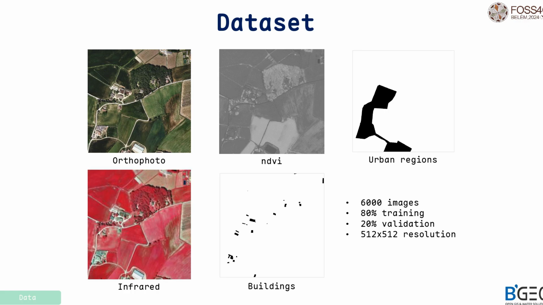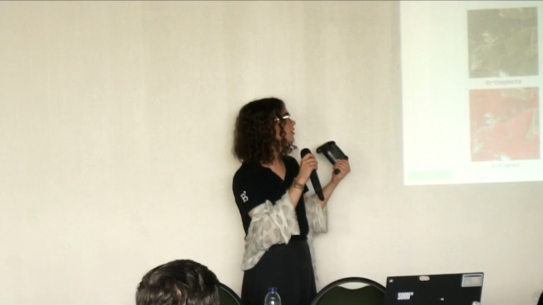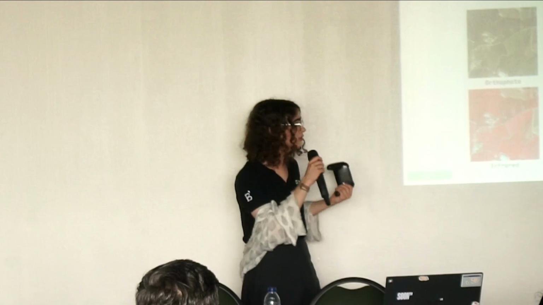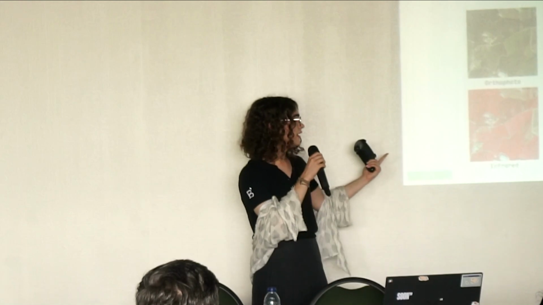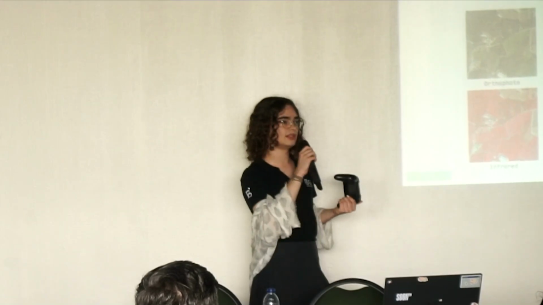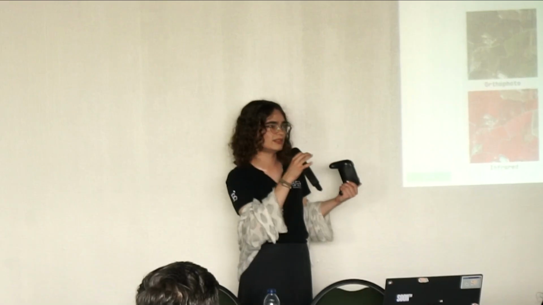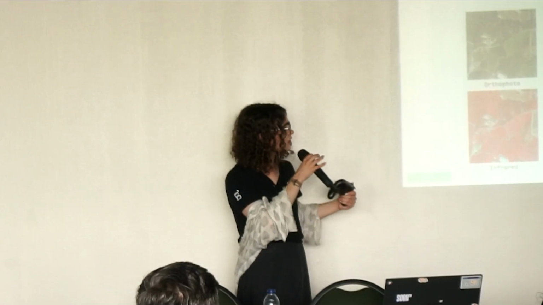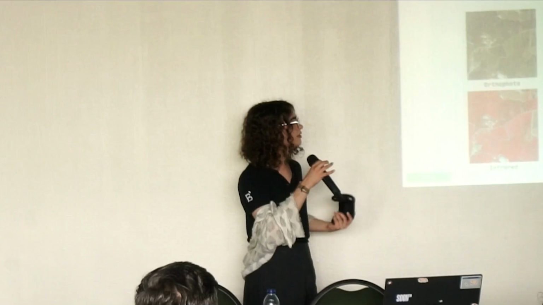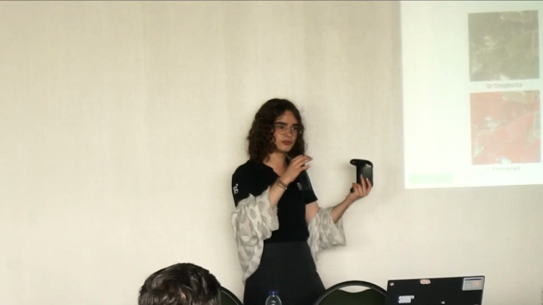And NDVI, which is the index that tells you how much vegetation there is in one particular spot, is also something that could matter a lot, because when there are buildings, there isn't vegetation. Also, the infrared imagery, similar to the NDVI, varies depending on the type of ground there is. And also a layer with the buildings, the shape of the buildings that are known to be around there.